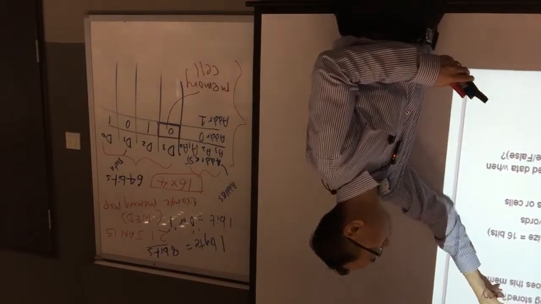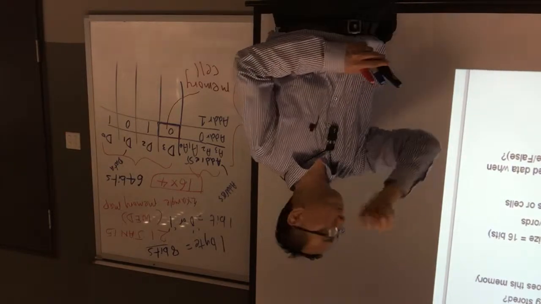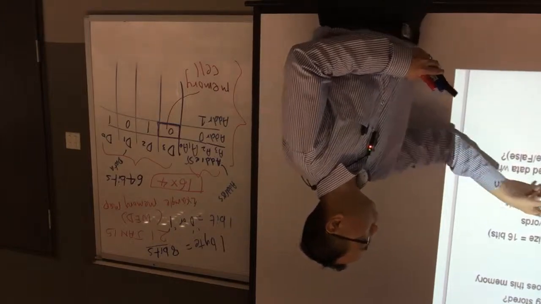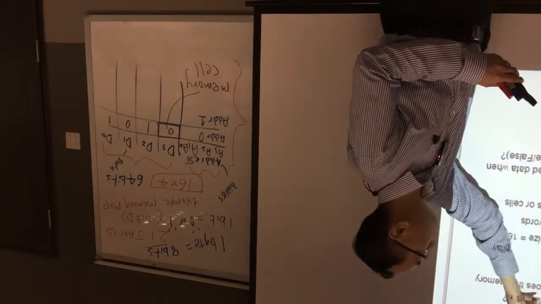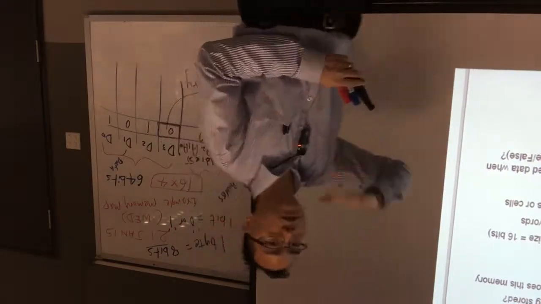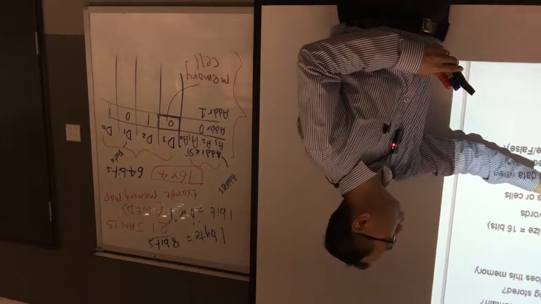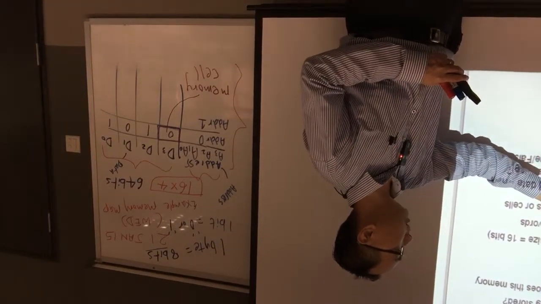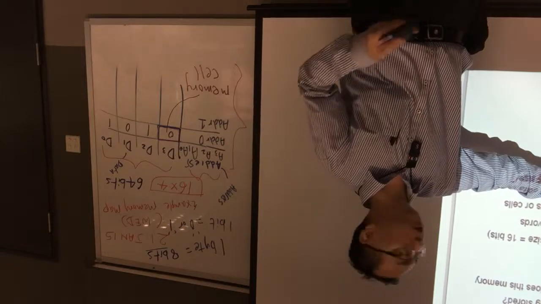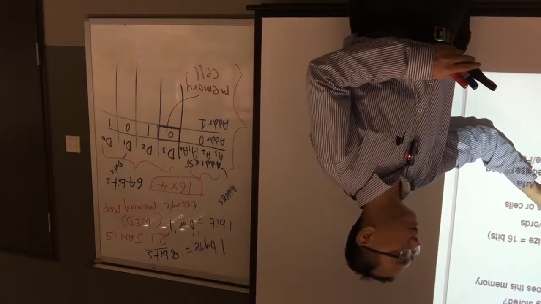16 means the number of columns is 16, so it's 16 bits. But this one is the address. 8K refers to the addressing here. So 8K means 8 times 1024. If you take your calculator, why don't you try it? Pick up your calculator, 8 times 1024, and you get this number.